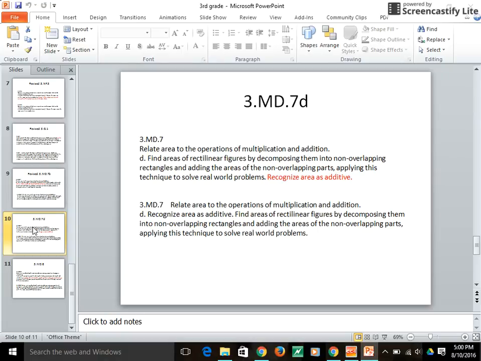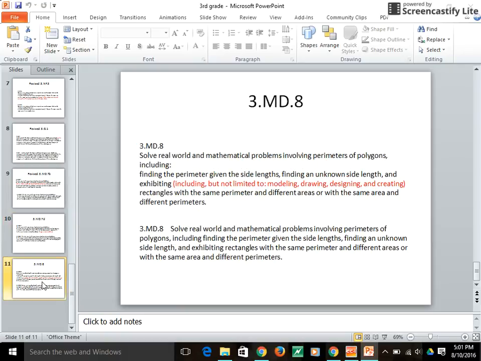But if you read the rest of the standard, find areas of rectilinear figures by decomposing them into non-overlapping rectangles. Anyway, you read that whole rest of that. I know you can read. Then it makes sense what they're trying to get at with recognize area as additive. So the decision was just made to go ahead and put that at the beginning. Let people read that first. Then they would know what we're talking about with the recognize area as additive. So this is actually just your same standard with the sentences flip-flopped.